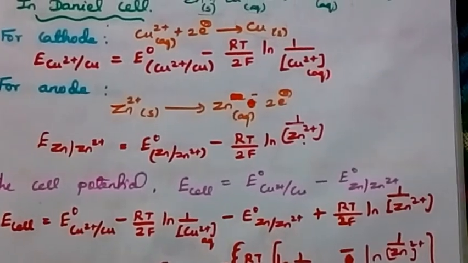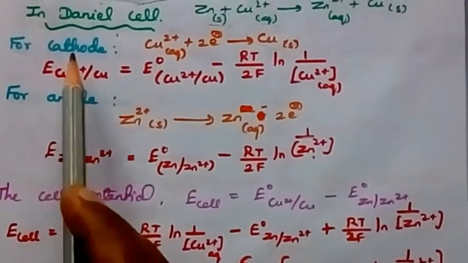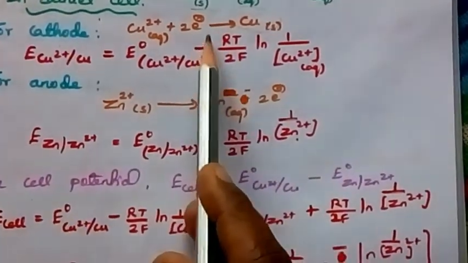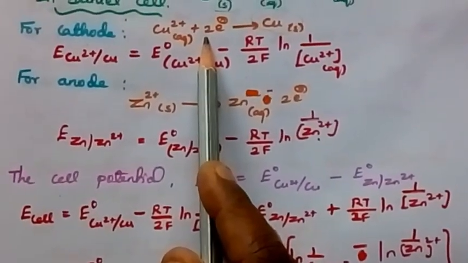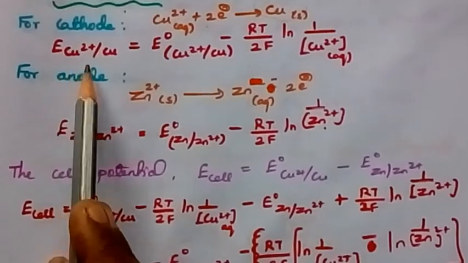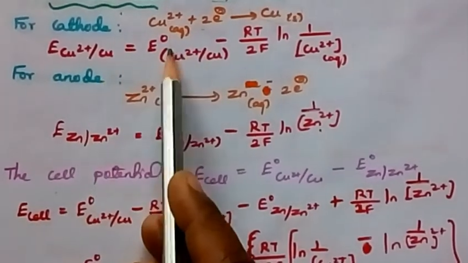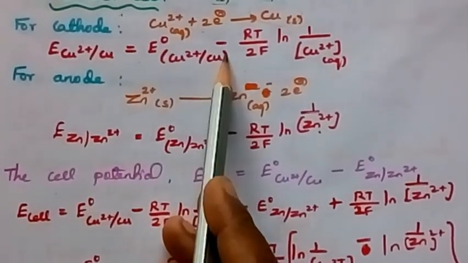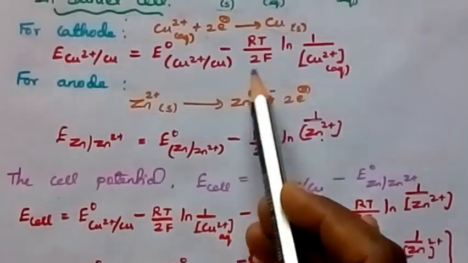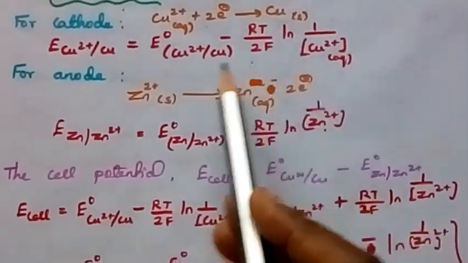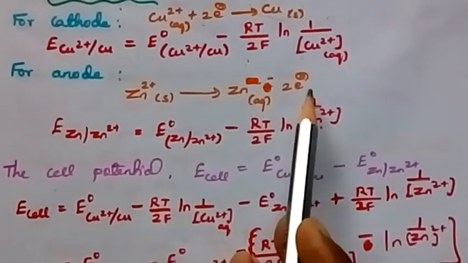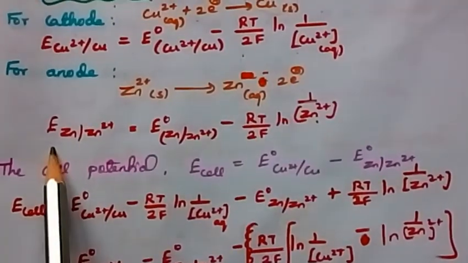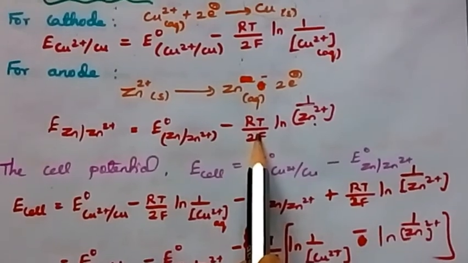For the cathode, what reaction takes place? Always reduction takes place. Why is it called a reduction reaction? Since it is the addition of electrons. So E of Cu2+/Cu is equal to E naught Cu2+/Cu minus RT by 2F ln 1 by Cu2+. For the anode, Zn gives Zn2+ plus 2 electrons. This is our EMF value for this one.